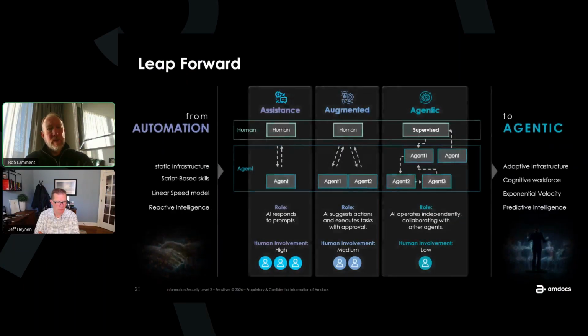Now, we do that really from three different aspects. We went from an assistance where the human is interacting with an agent to an augmented force where the human is acting with multiple agents and giving the AI suggesting actions, executing, to now we're moving to a supervised agentic capability where AI actually operates independently, collaboratively with other agents.